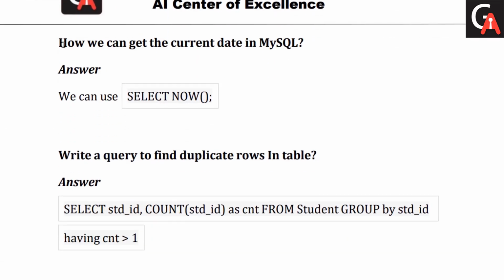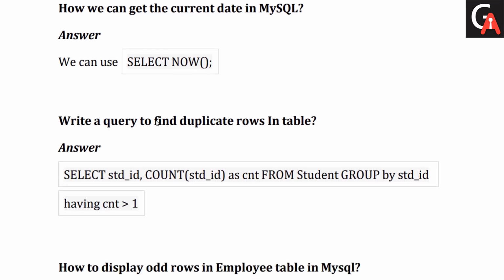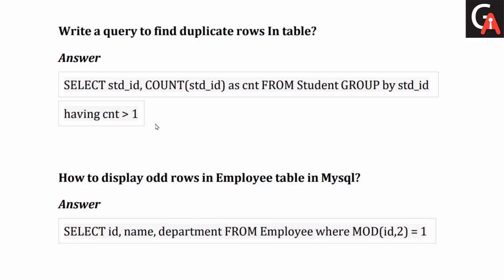Then the next question we have, how can we get the current date in MySQL? Okay, so this is related to functions. There is a now function, which is a date and time function we can use to select the current date. So select now can display the current date in your system. It is system dependent. Whatever system you are running, it can only fetch that time and date in your MySQL Workbench.